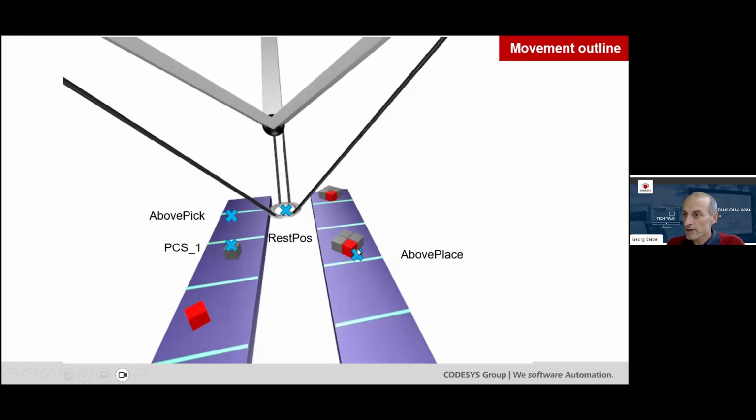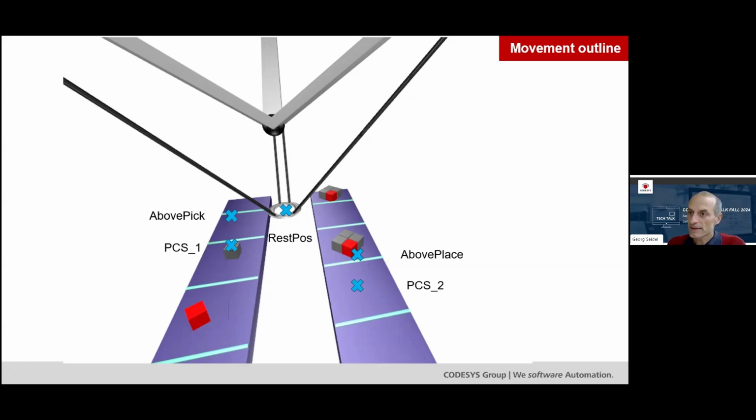Similarly, on the other belt, we'll have a position above where we want to place the part, and we will have the position where we place it. I call it PCS2, Product Coordinate System 2, because here also we will define a moving coordinate system on the second belt. This will allow us to do the synchronization, or tracking, as it is called in our product, with the moving objects.